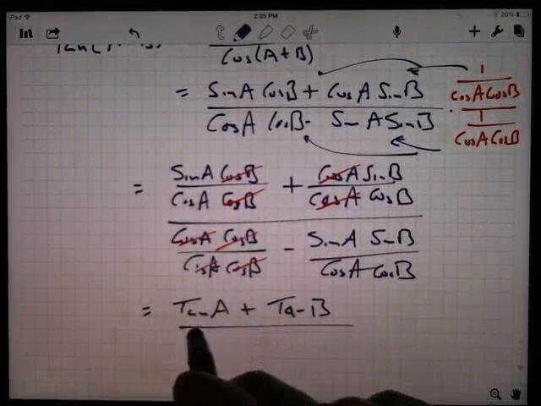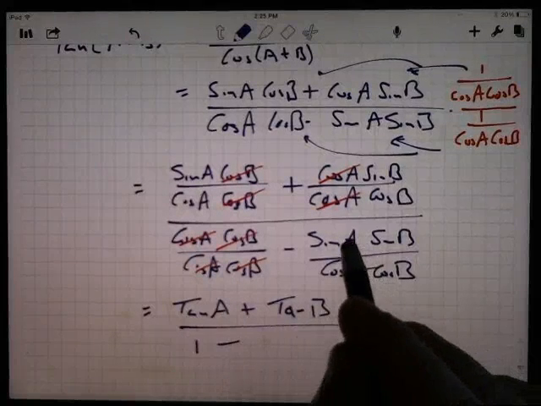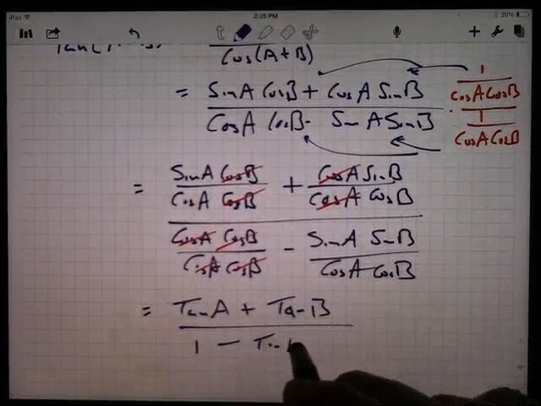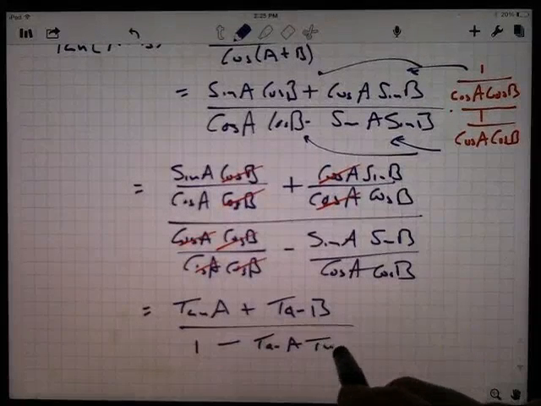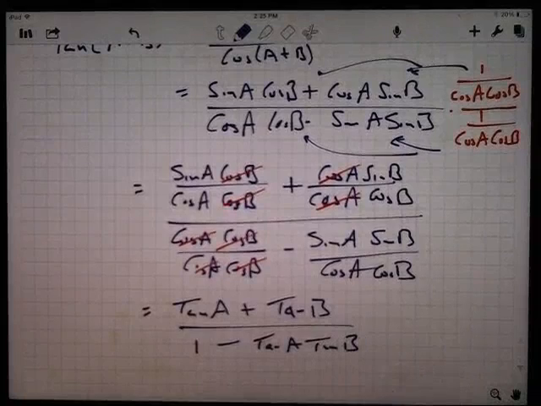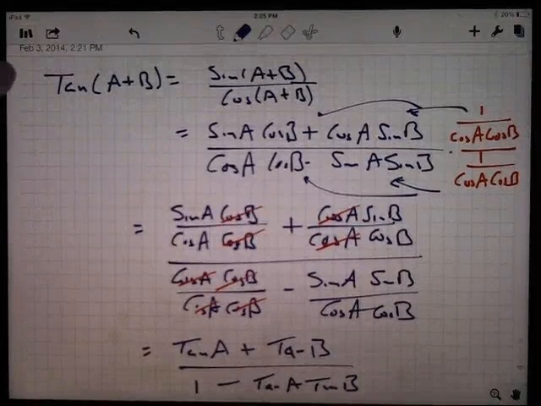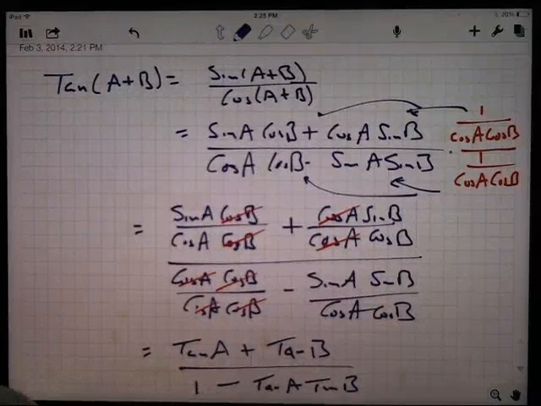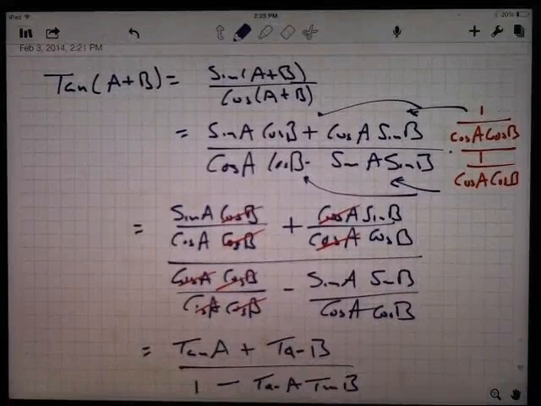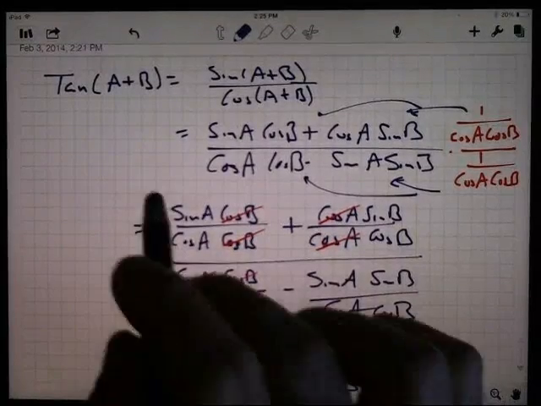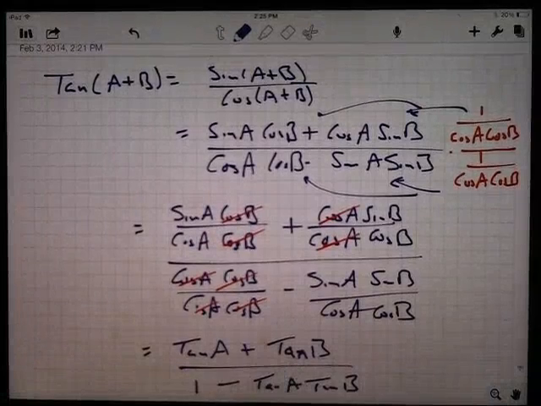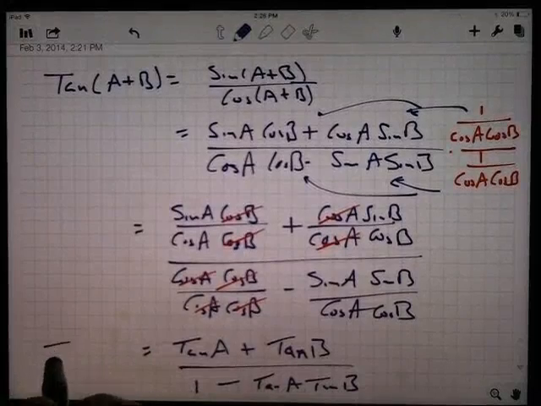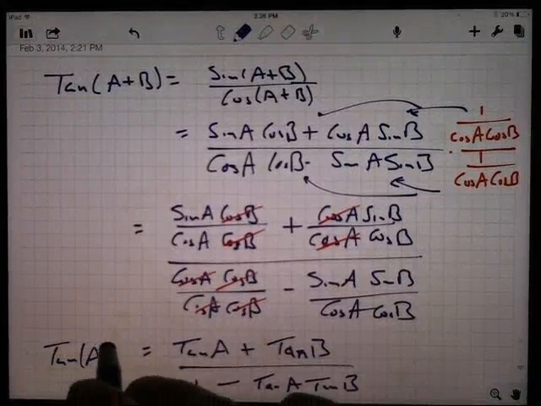And then in the denominator I've got a 1 minus sine A over cos A, which is tangent A, and sine B over cos B, which is tangent B. So this is tangent A, tangent B. I do want to point out that the tangent of A plus B is not tangent A plus tangent B, although that's in the numerator. You then have to divide by 1 minus the product of tangent of A and tangent of B. So you've written the tangent of the combined angle in terms of just tangents of the two individual angles. This is tan of A plus B.